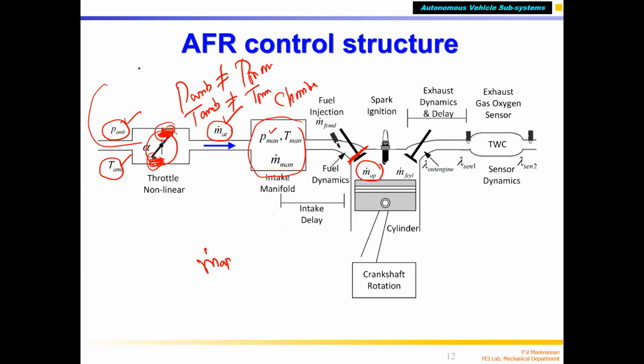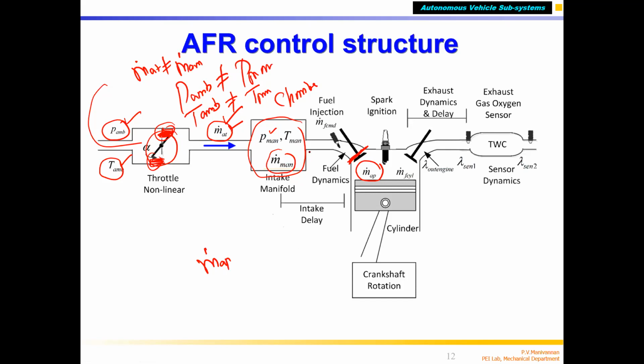Then again the mass of throttle, correct. So this is nothing but mass of the air crossing the throttle from the atmosphere, correct. There's a restriction. Mass flow rate of air flowing through the throttle valve is MAT. MAT is not same as MAN.